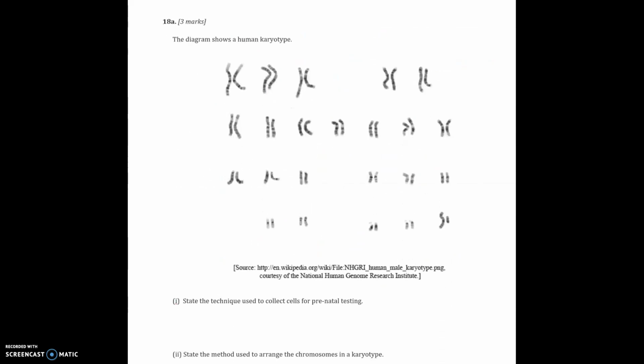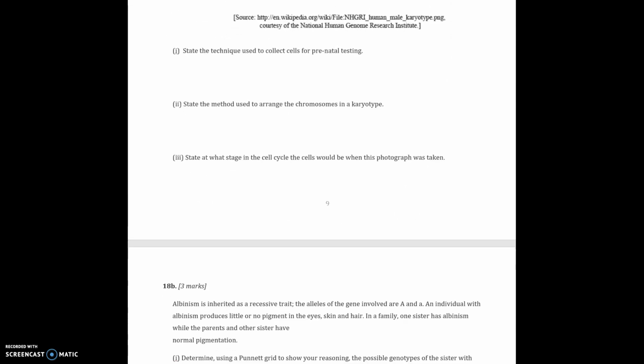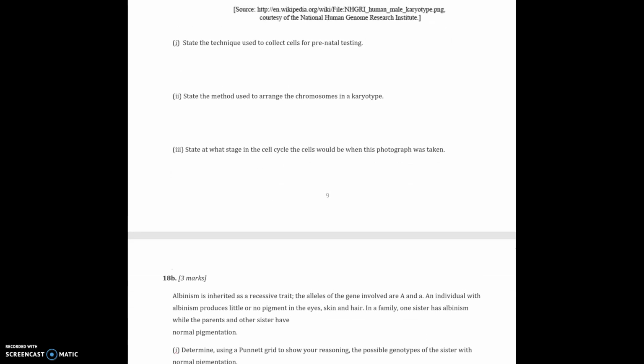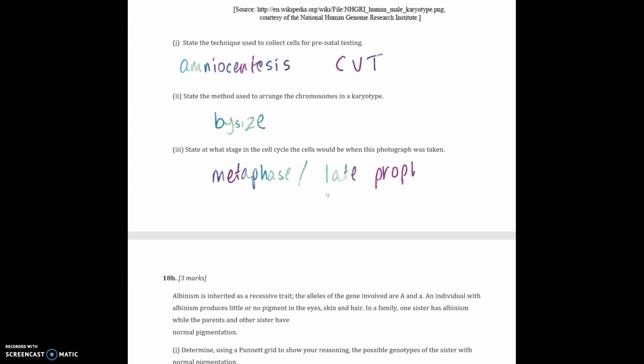Question 18 was arguably a little bit mean because I had said it was only on 3.4 and 10.2. So sorry about that. What I was looking for here was amniocentesis test or the chorionic villus sampling test. State the method used to arrange chromosomes in the karyotype, that is done by the size. And then the stage is either metaphase or late prophase. Okay, so I understand you are probably a bit grumpy about this question, but it wasn't too tricky.